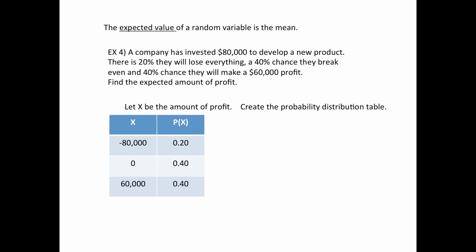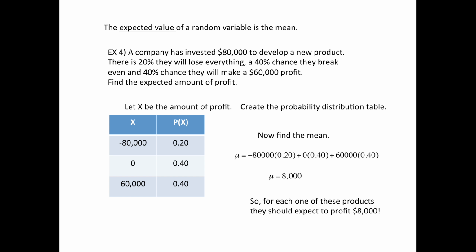So find the mean just means multiply straight across, multiply straight across, multiply straight across, and add up the results. And when you put all of that together, it turns out to be $8,000. So basically what that means is for each one of these products, or each time they did this, if they were to do this many times, they would make $8,000.